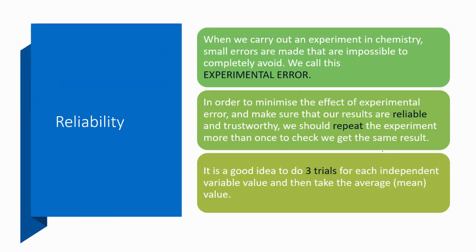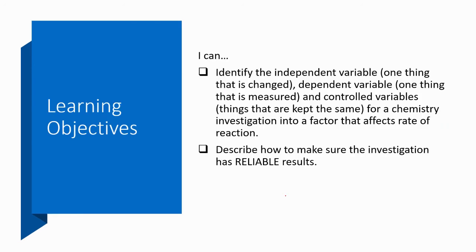When we carry out an experiment in chemistry, small errors are made that are impossible to completely avoid. We call this experimental error. In order to minimize the effect of experimental error and make sure our results are reliable and trustworthy, we should repeat the experiment more than once to check we get the same result. So we do 3 trials for each independent variable value and then take the average or the mean.